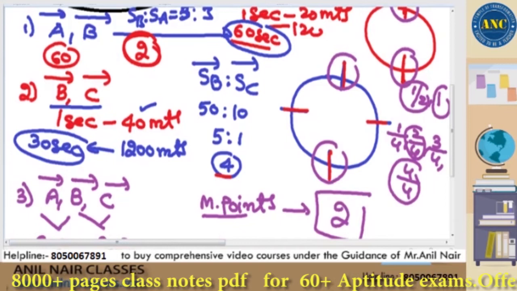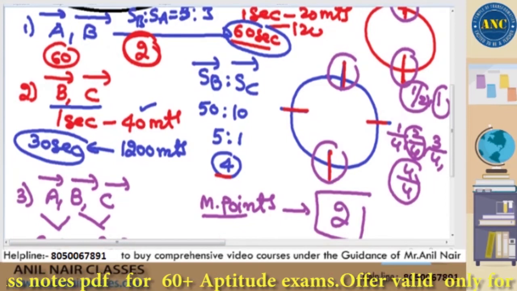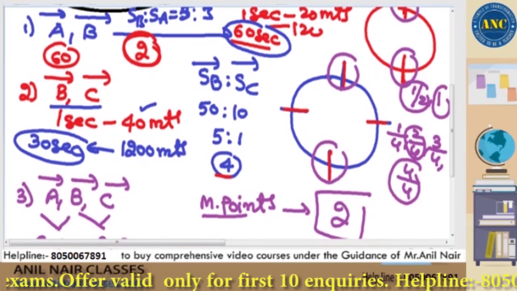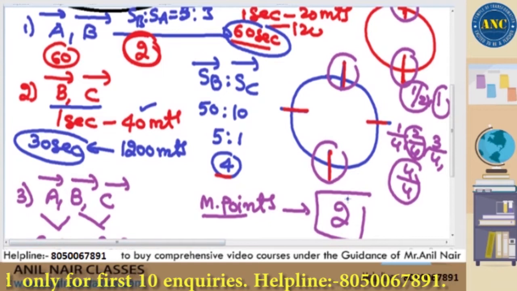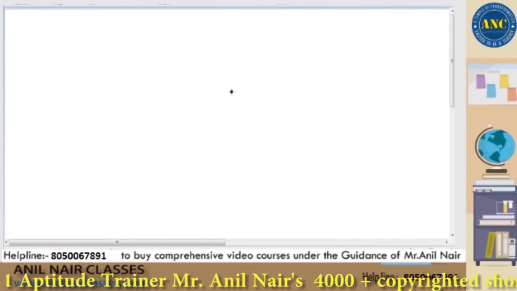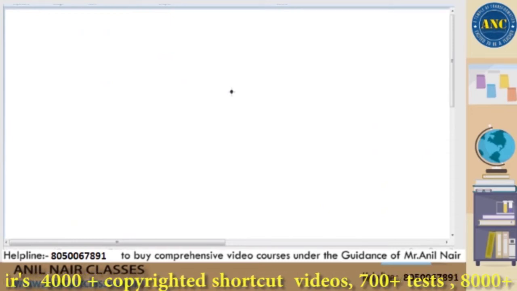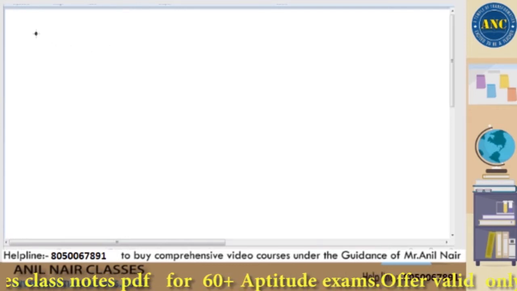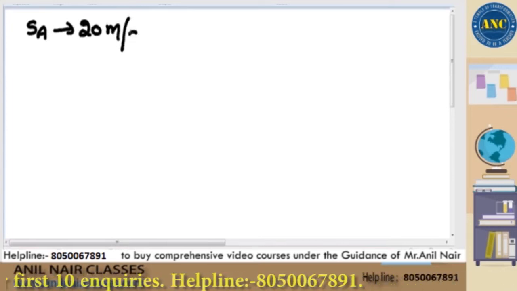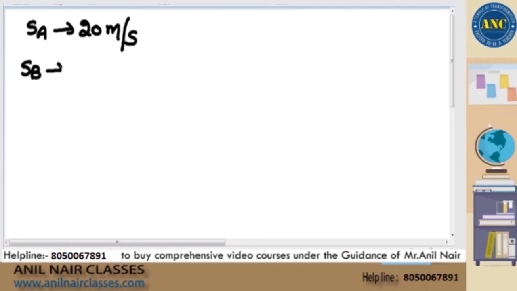No need to worry. If you do not understand this question, I will give you another 8 to 10 questions. If you listen to my class, you can create questions more than solving the question. Please take the questions, sir. I will create questions for you. SA is 20 meters per second, SB is 50 meters per second, SC is 10 meters per second. Now see here.